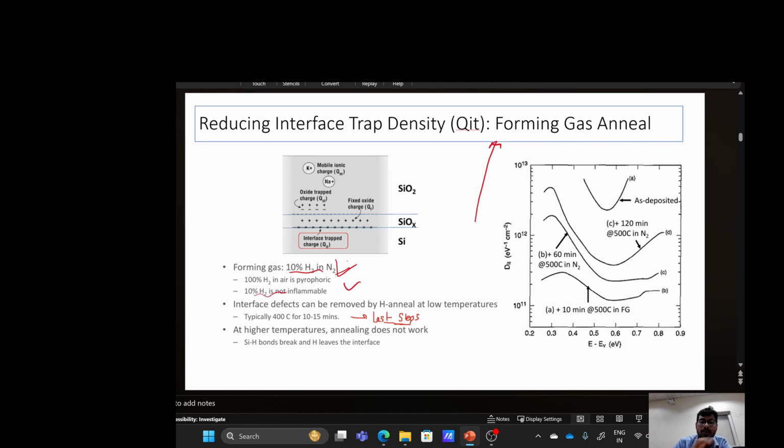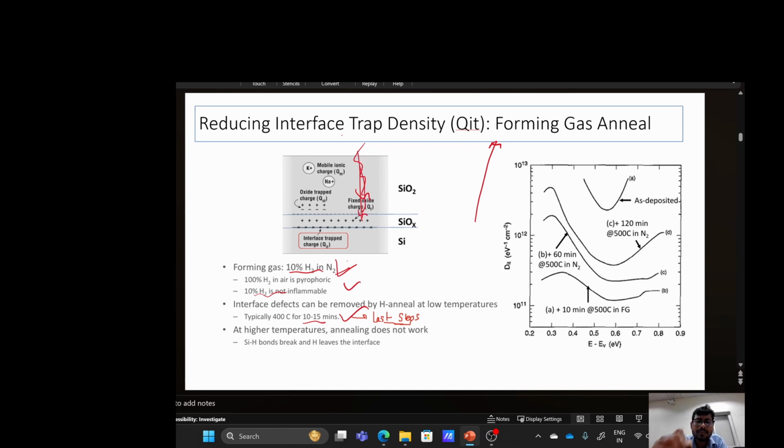Okay, so annealing for 10 to 15 minutes at 400 degrees Celsius can remove the traps, because the hydrogen which is there in the environment while annealing will diffuse inside through the SiO2. Because of its very small size, the diffusion coefficient is higher, so that is why it takes very little time, only 10 to 15 minutes, to reduce the trap density.